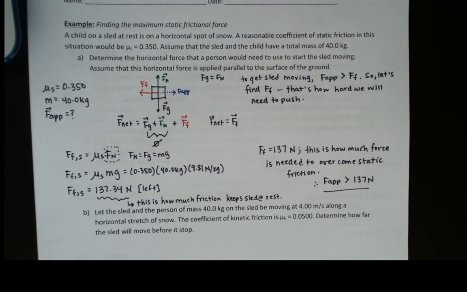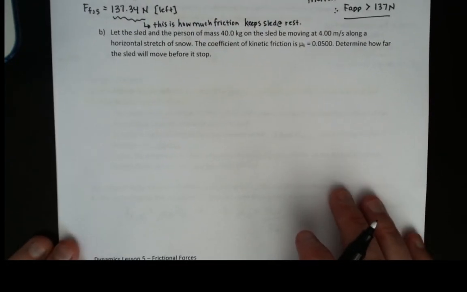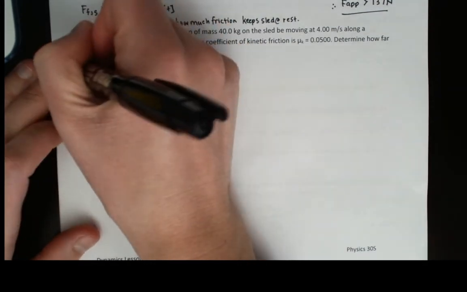Okay, part B. Let the sled and the person on the sled be moving at 4 meters per second along a horizontal stretch of snow. The coefficient of friction is 0.0500. Determine how far the sled will move before it stops. Bad grammar. So let's write down what we know.